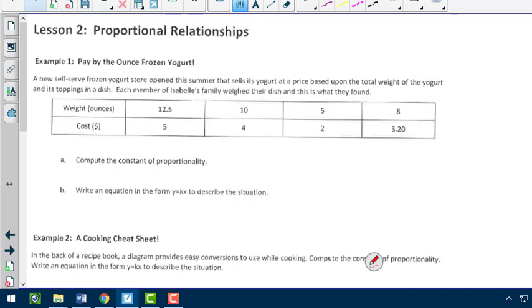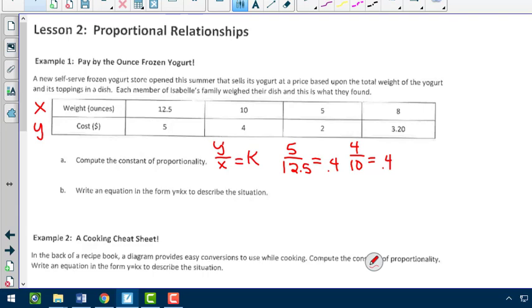Well, the cost, if you've ever been to one of those yogurt shops, goes up the more yogurt you put in, right? So the cost, y, depends on the weight, x. So if I want to find my constant of proportionality, I've got to do y divided by x to get that k. So my dependent divided by my independent. So 5 divided by 12.5, what does that equal? It equals 4/10. 4 divided by 10, well, that's also equal to 4/10.